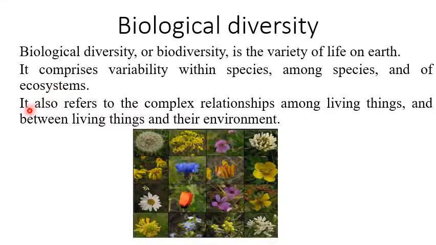Another definition of biological diversity is given, that it also refers to the complex relationships among living things and between living things and their environment. So here you can see biological diversity. All these plants are given in this picture and they are different from one another, and this difference is called biological diversity.